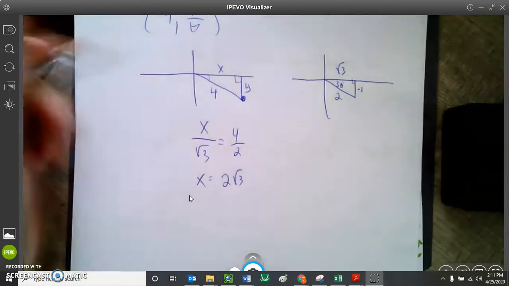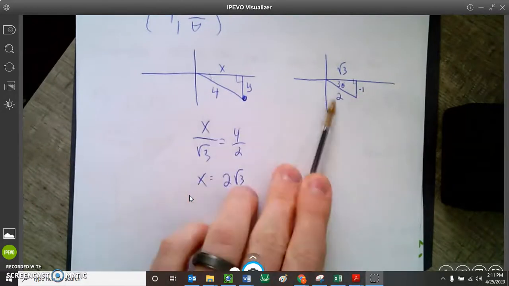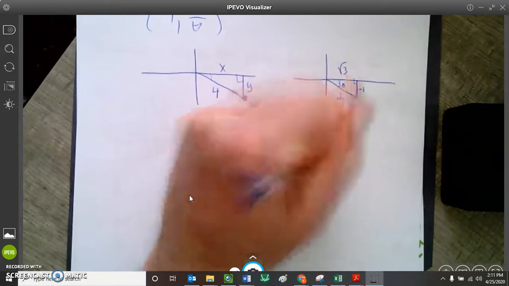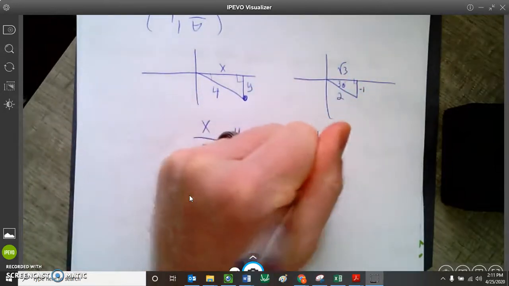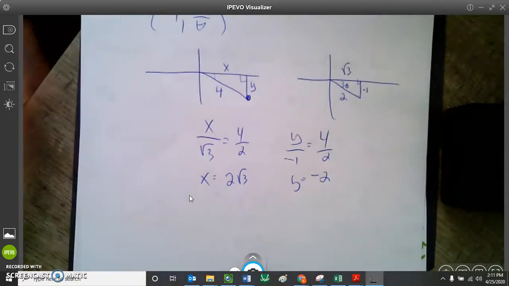Check. Now with y, same kind of thing. Y is to negative 1 as 4 is to 2. Well, that's easy enough. Y is negative 2. Okay, so we have our rectangular point: 2 root 3 and negative 2.